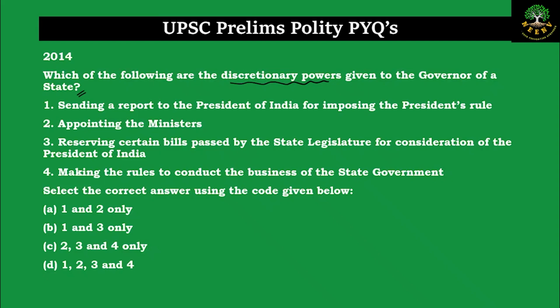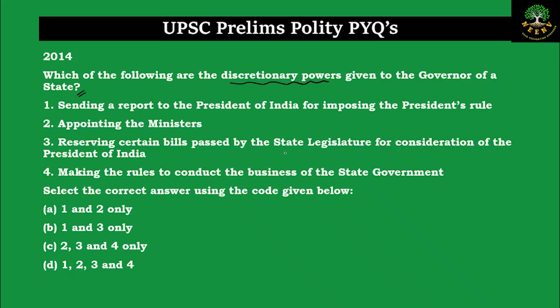Statement number 1. Sending a report to the President of India for imposing the President's rule. If you recall the provisions of the President's rule, the President will impose the President's rule or the constitutional emergency or state emergency in a particular state if the President thinks that the provisions of the Constitution are not being followed in that state, or in other words, the governance of the state is not as per the provisions of the Constitution. Here, the President's decision can be based on the report of the governor, or it may not be based on the report of the governor also.